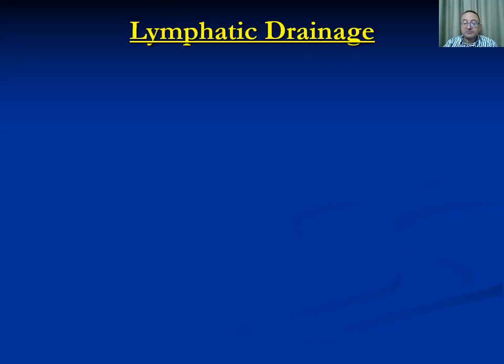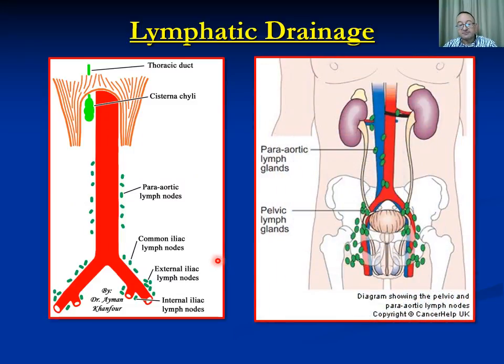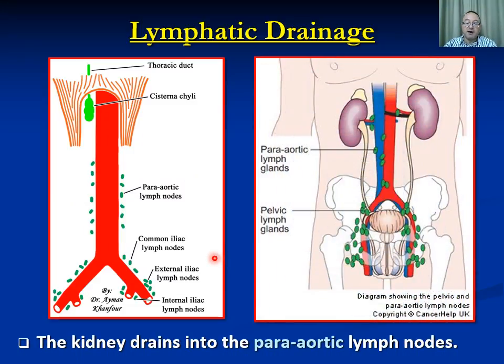Lymphatic drainage. All organs which have arterial supply from branches from the sides of the aorta drain their lymphatics into the lymph nodes which lie alongside the aorta, which are called para-aortic lymph nodes. The same would be for the ureter.